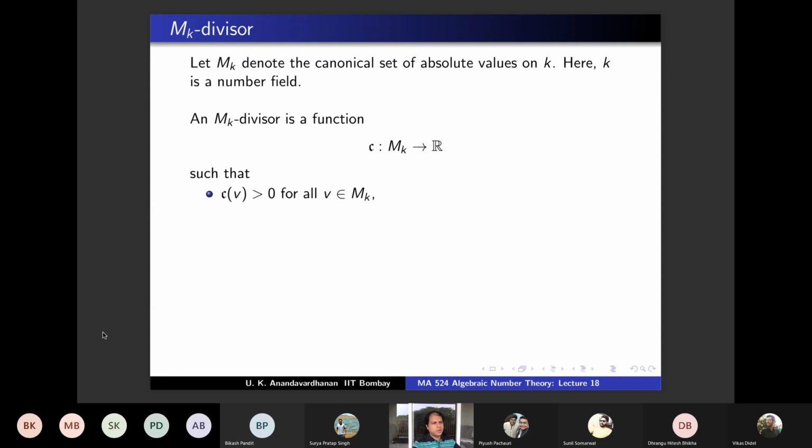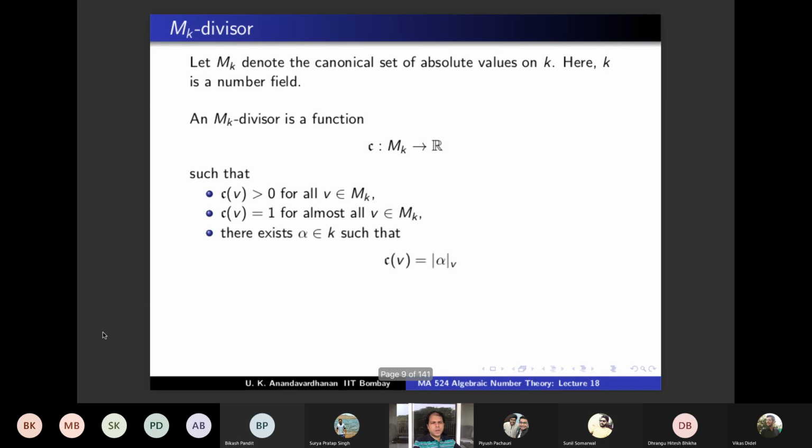For whatever absolute value you take, Archimedean or non-Archimedean, infinite or prime, this function attaches a positive number to each absolute value. For almost all absolute values, it is 1. Almost all meaning except for finitely many. So CV is always positive and it is almost always 1. Except for finitely many absolute values, it is 1.